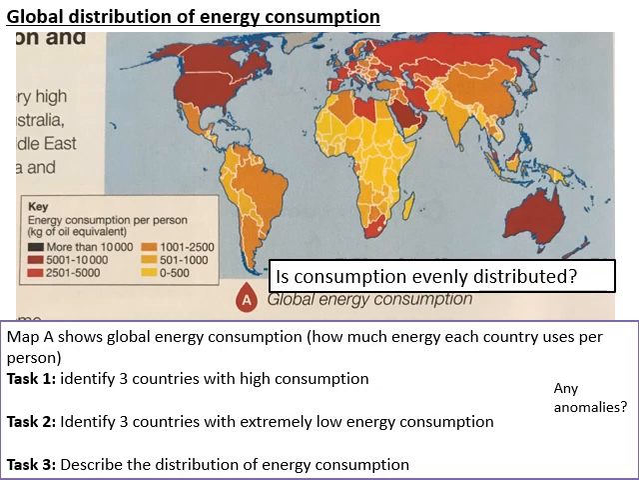The first task is identify 3 countries with high consumption. The second task, identify 3 countries with extremely low consumption. Doing those 2 things is really good for your locational knowledge. I want you to be able to go into that exam and look at a map and know where countries are and know what country is which. It will save you time and it will save you a little bit of stress. The third task, I'd like you to describe the distribution of energy consumption.